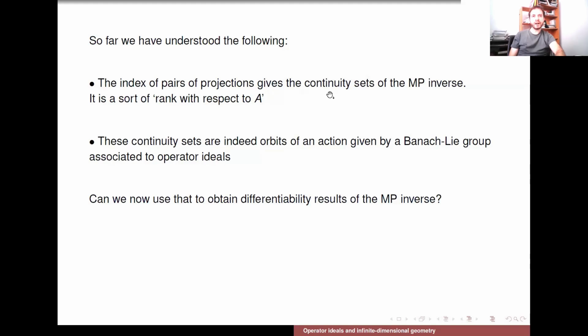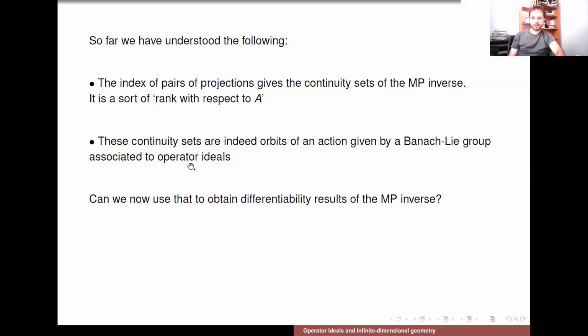Recall that in the finite dimensional situations, we can use the nullity or the rank. So our condition, now in the infinite dimensional setting associated to operator ideals, can be interpreted as a sort of rank with respect to our fixed operator A.